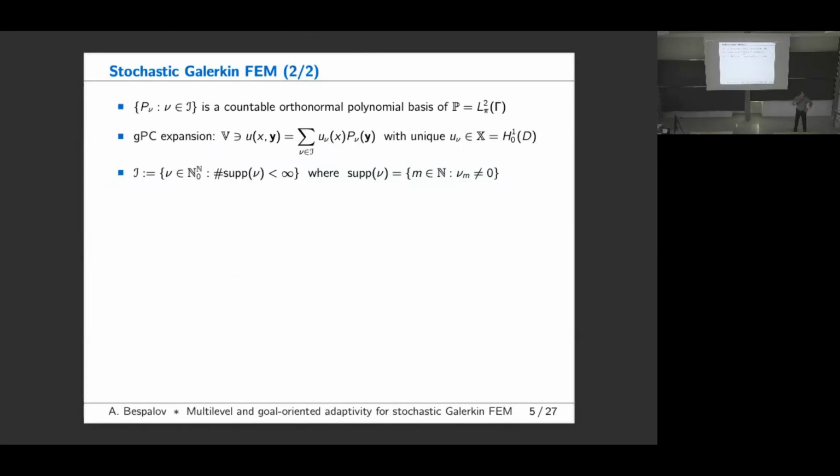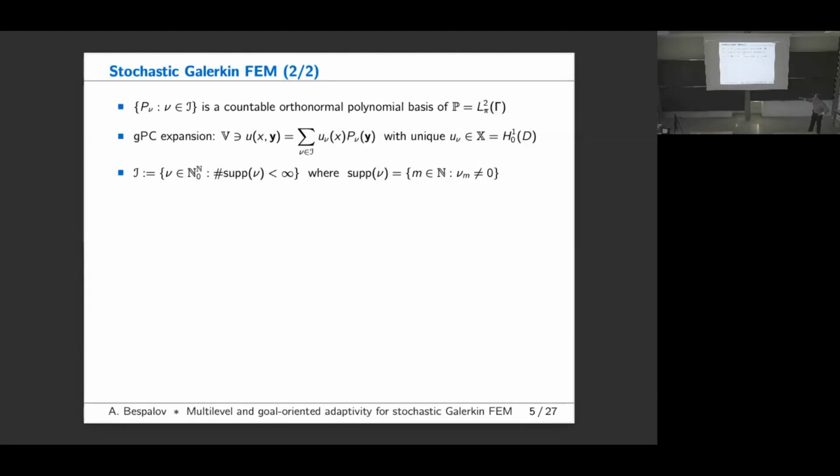As I said, stochastic Galerkin falls into the category of polynomial chaos methods, and you start with the orthonormal polynomial basis of the Lebesgue space on gamma. You find an expansion of your exact solution. All this is obviously not computable because you have an infinite series, but you can define uniquely, theoretically, the coefficients, which live in the Sobolev space on the spatial domain.